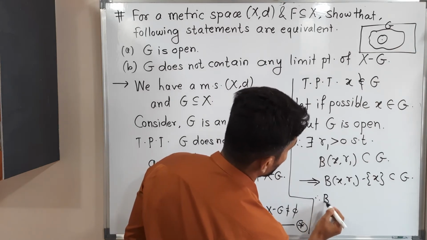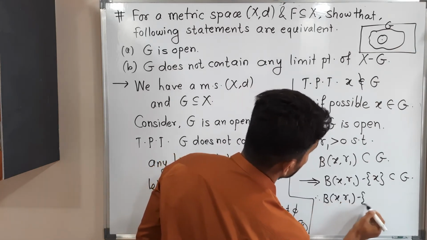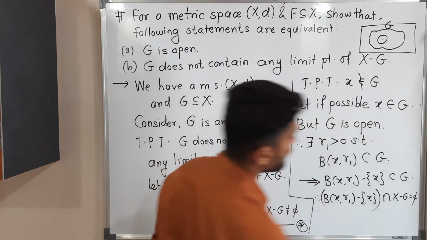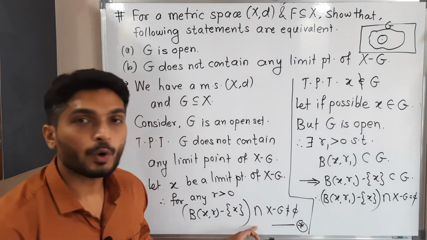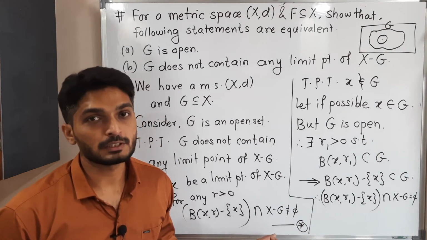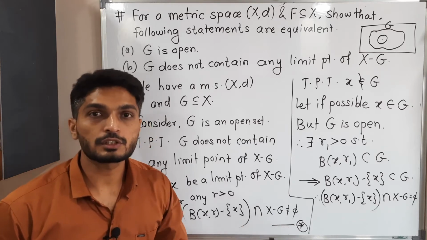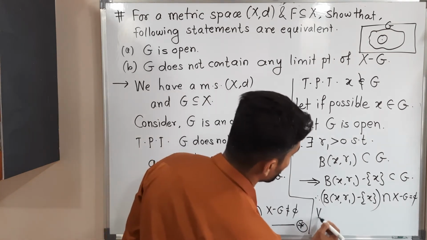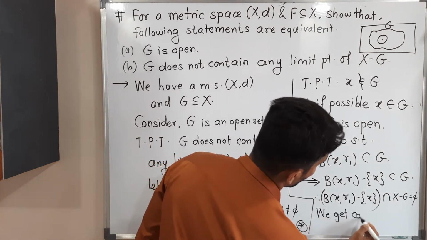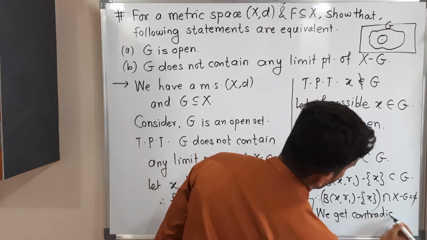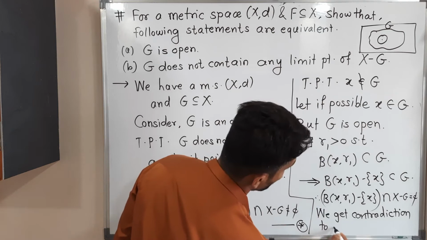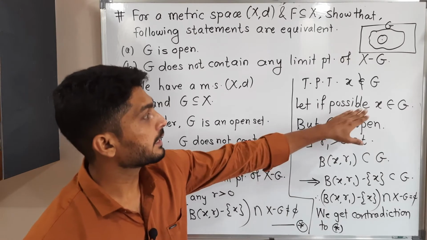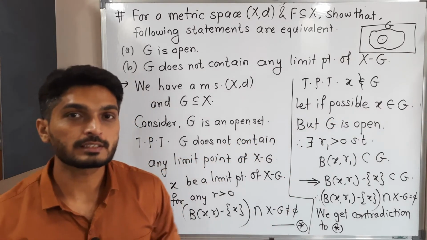So therefore B(x, r1) minus singleton x intersection X minus G is equal to phi. Which is a contradiction to statement number star. In star we say such intersection is non-empty, but there we are getting the intersection is empty. So we get a contradiction to star. So that means our assumption is wrong. What was our assumption? Let it be possible that x belongs to G is wrong, therefore x does not belong to G.